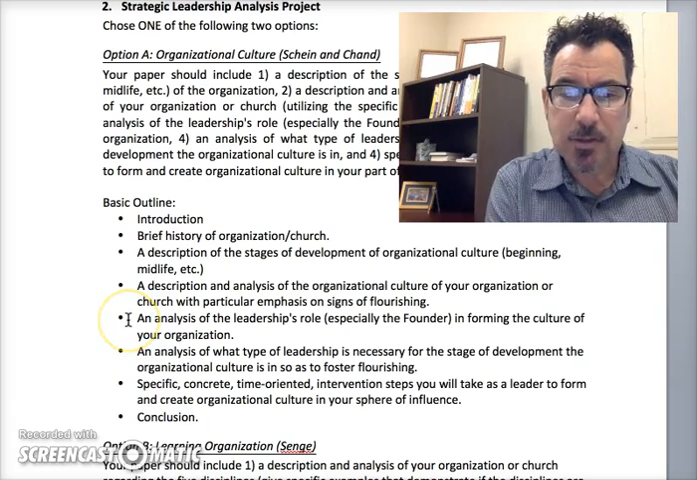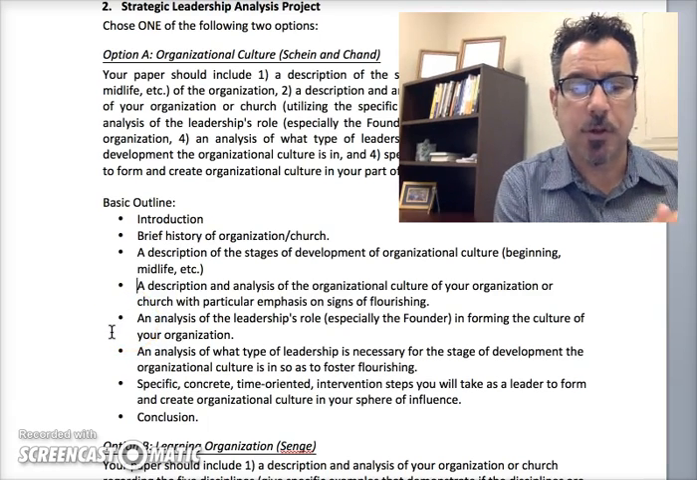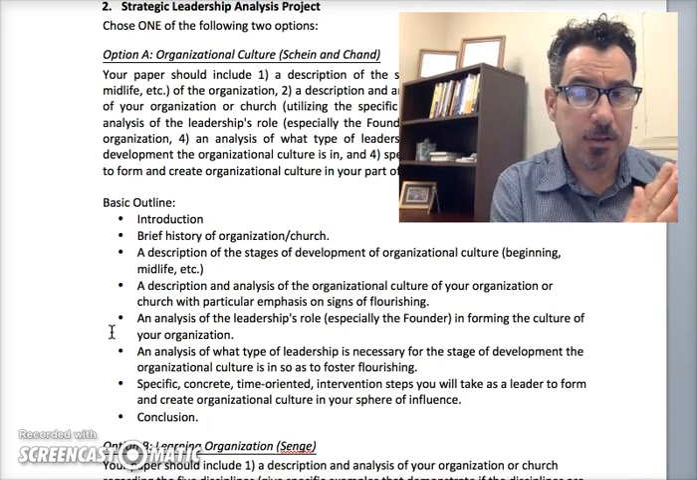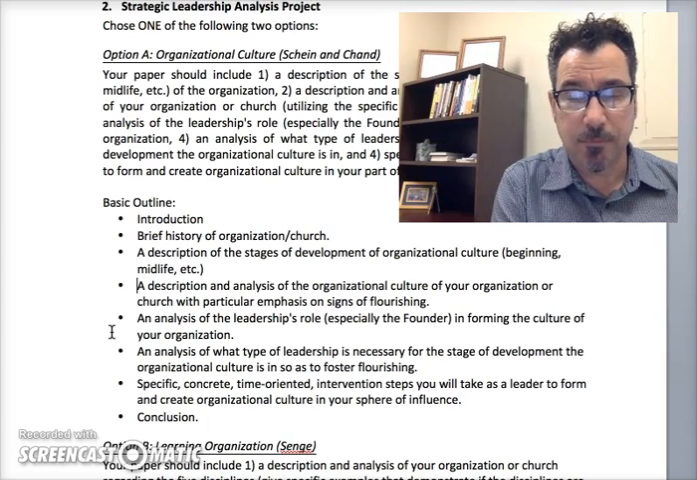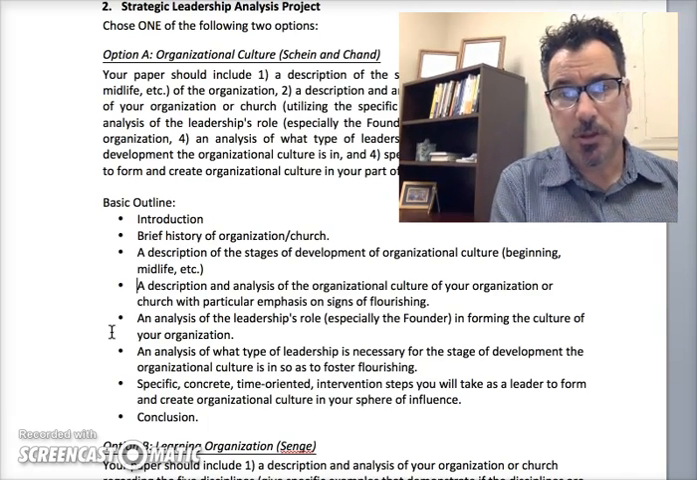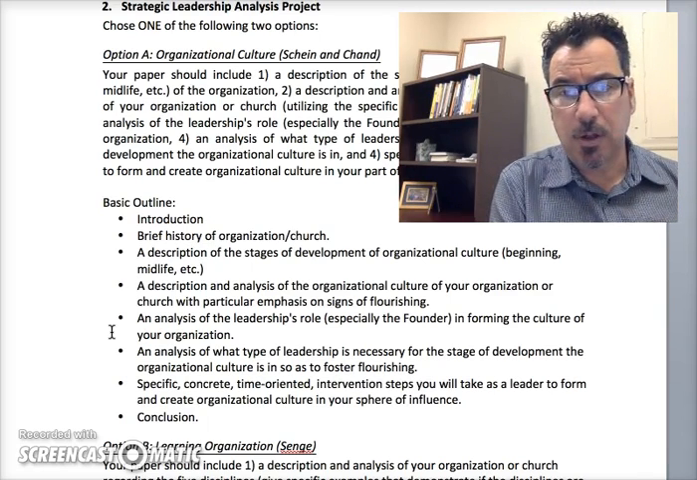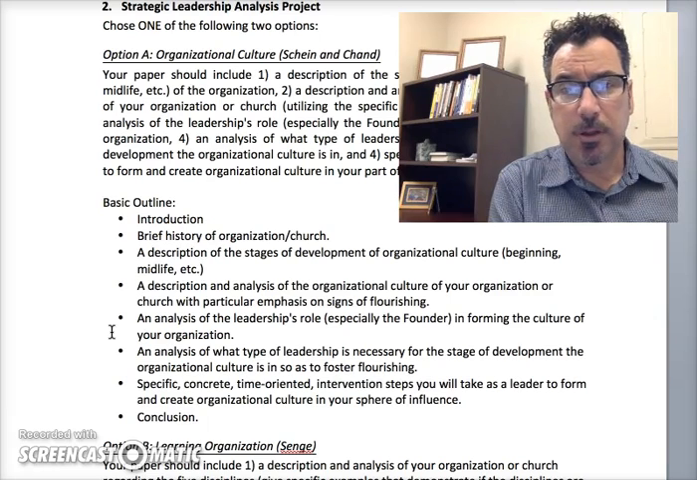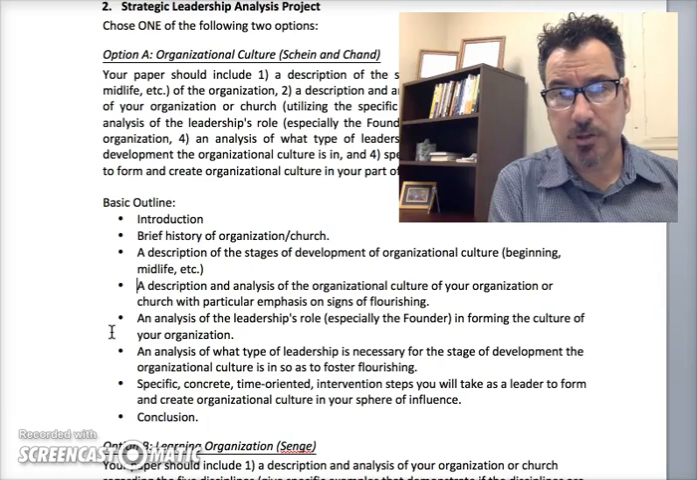Okay, next point, analysis of the leadership's role, especially the founder, in forming the culture of your organization. All right, so the book talks about this, and I know that I talked about this in our class as well, but the founder of any organization, whether it's a church or business, really leaves a huge impact and an imprint upon the culture of that organization. Typically their values, their manner, their approach to going about things really dictates to a large degree what that church or organization is going to look like.